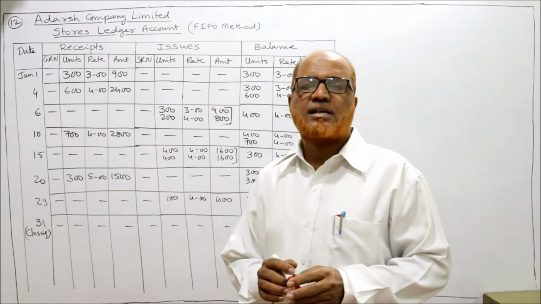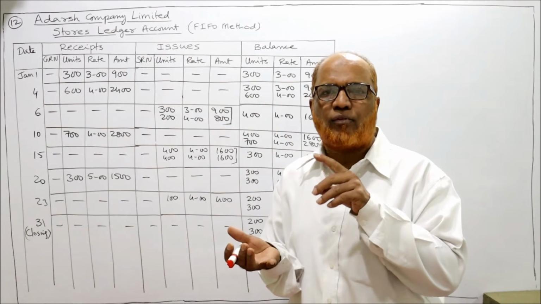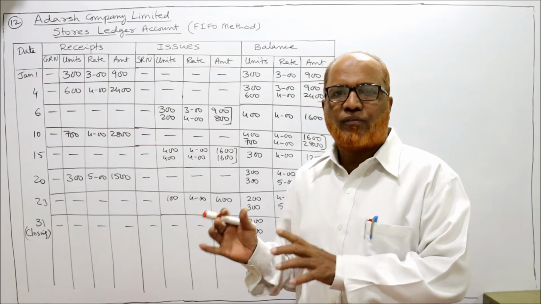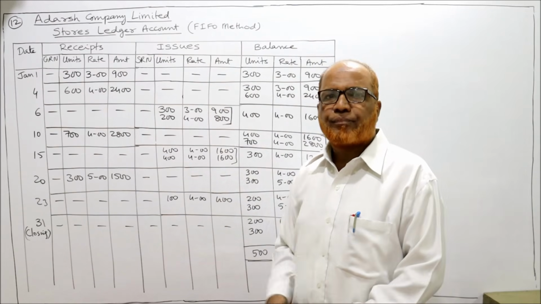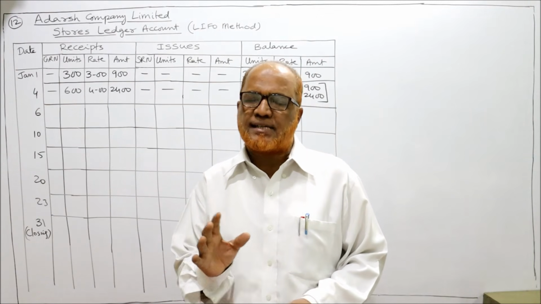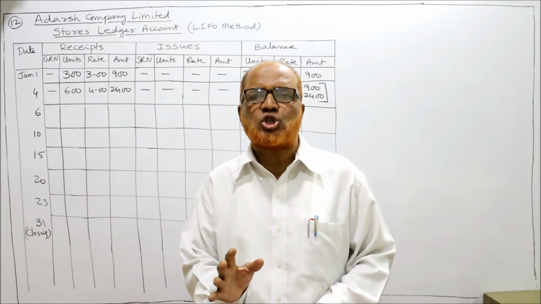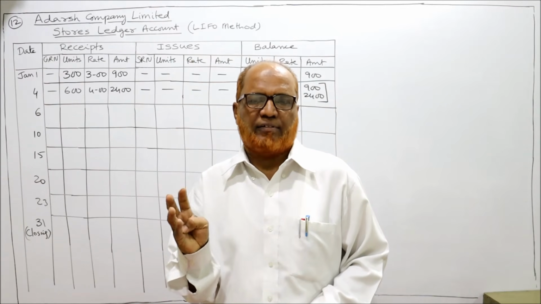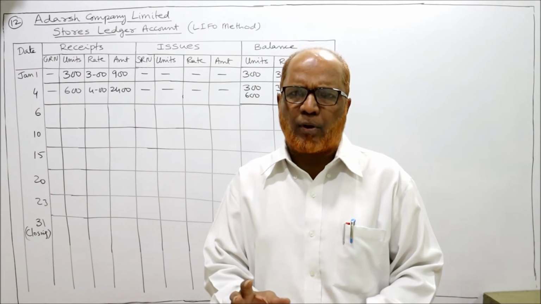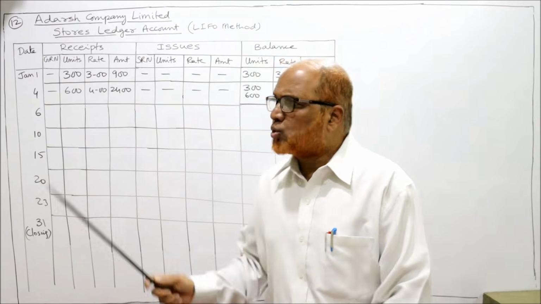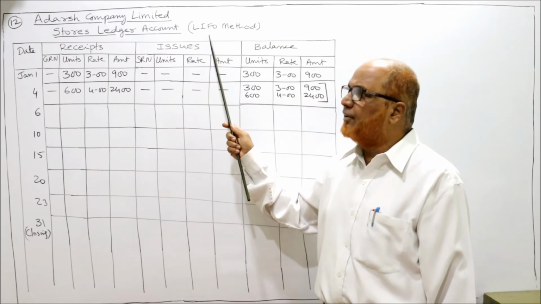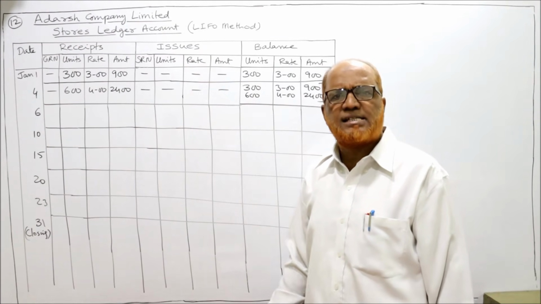In this problem, it is asking you to make a stores ledger account by following the FIFO method, LIFO method and weighted average method. So first we have completed by taking the FIFO method. Now we'll start the next method, that is the LIFO method. Same problem, the 12th problem. Now I am starting the LIFO method. Same stores ledger I have prepared, but the name is LIFO method. Instead of FIFO, I have written LIFO method. The format will be exactly the same.